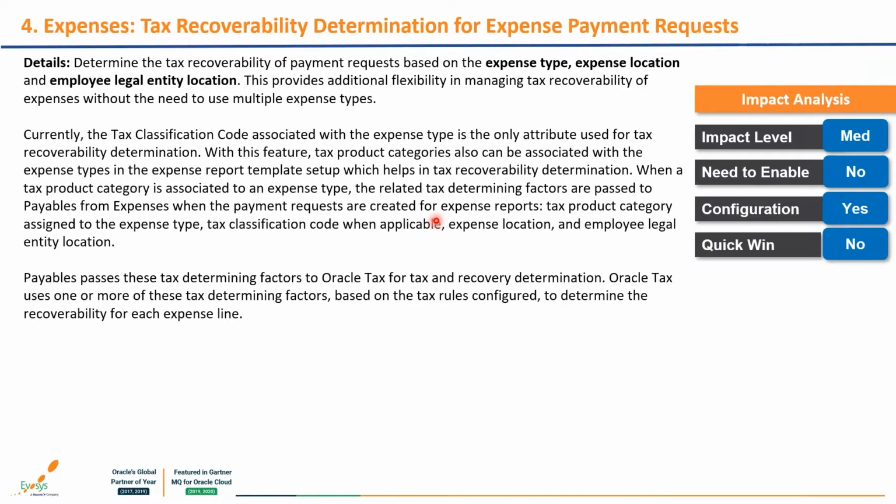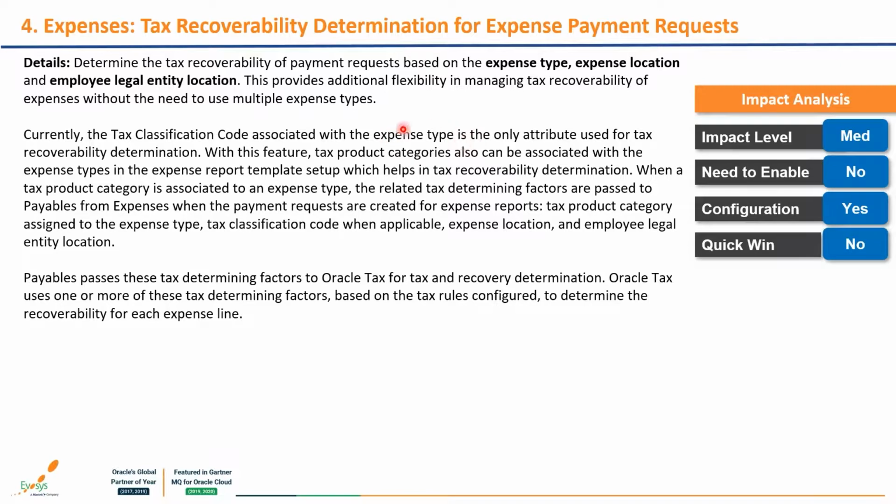Next we have the update for expense obligation. In this update, we'll be able to determine recovery of an expense through many new criteria. For any expense payment request, till now we were able to determine recovery of an expense through expense type only, because we would associate a tax classification code with an expense type, and accordingly derive the recovery. But with this update, Oracle has introduced other criteria like expense location and employee legal entity location. We can associate these factors with expense type, and accordingly determine the tax recoverability of an expense.